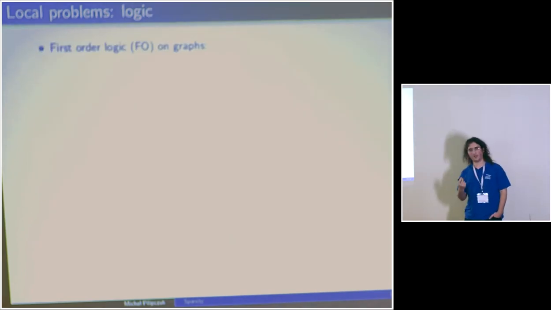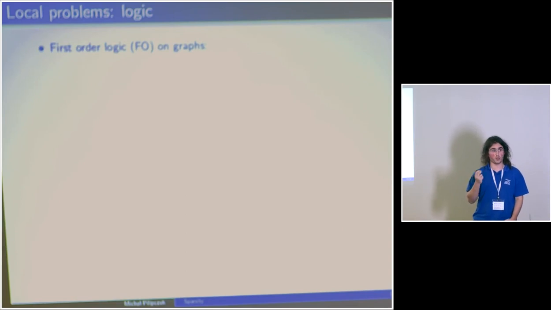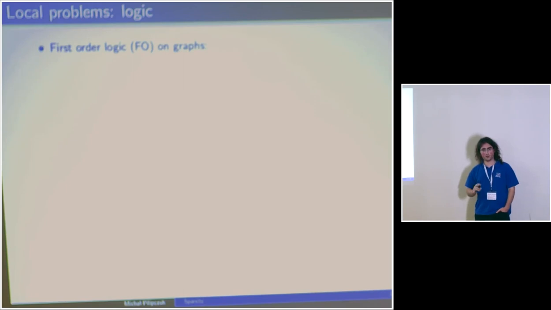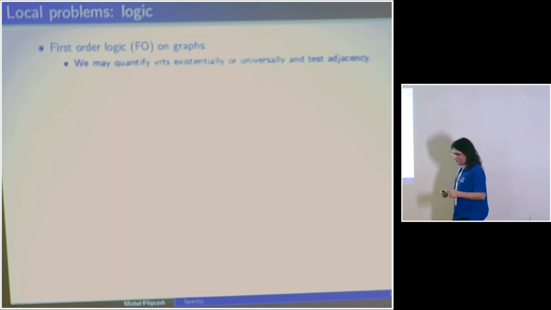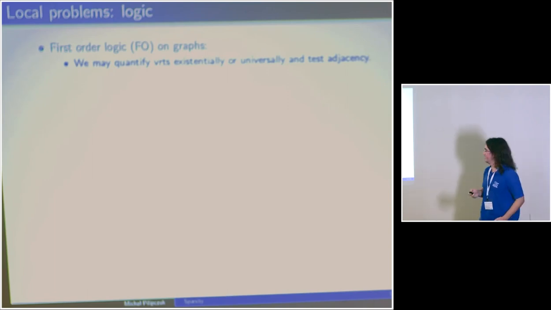So what is the archetypical problem from the point of view of logic for locality? This is model checking for first-order logic. Those of you who do not know first-order logic, let me introduce it. This is actually very simple. It is a kind of logic where you can quantify vertices, existentially or universally, and then you can use some Boolean connectives and you can check adjacency of vertices. So instead of doing the formal semantics, let me again give a definition by example.